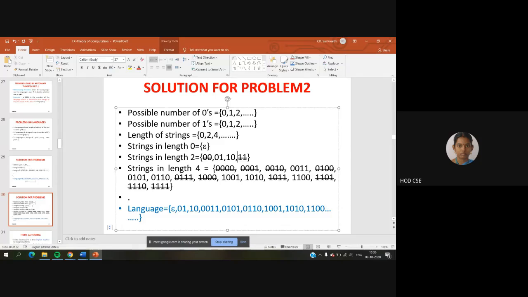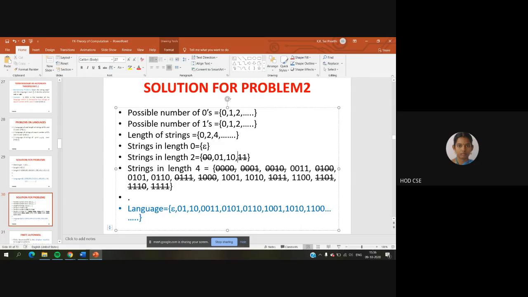The next one, 0, 1, 0, 0. I strike this out because there are three zeros and one 1. The condition is that there should be an equal number of zeros and ones. Okay, the next member, 0, 1, 0, 1. There are two 0s and two 1s, so they are equal. So I can have this. This is a member of the language.